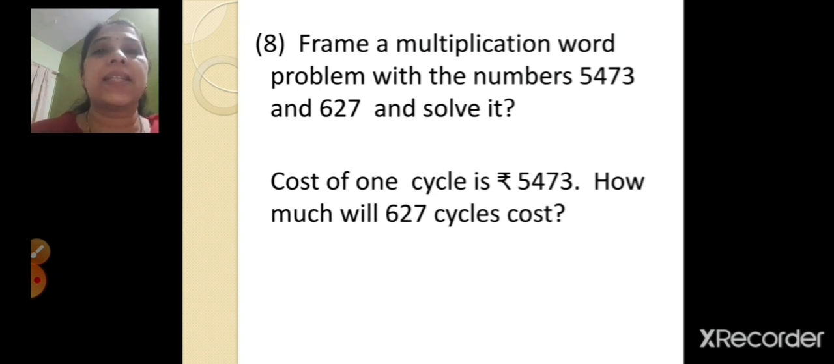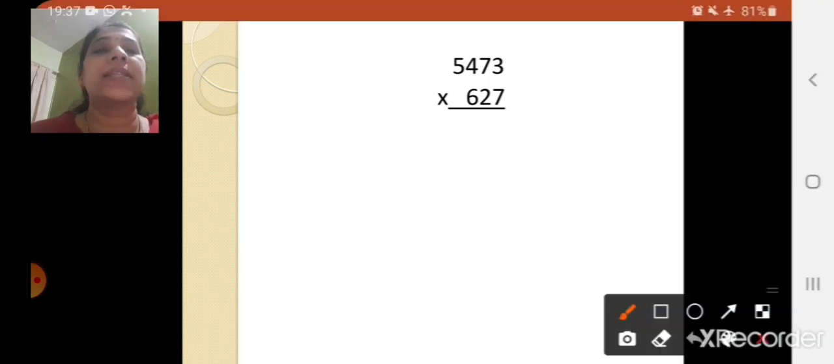So this word problem I have framed by taking the two numbers 5,473 and 627. So what is given? One cycle cost is rupees 5,473. So we have to find out the cost of 627 cycles. So now we'll carry out the multiplication. 5,473 into 627. Now what? First we'll start with the first digit.